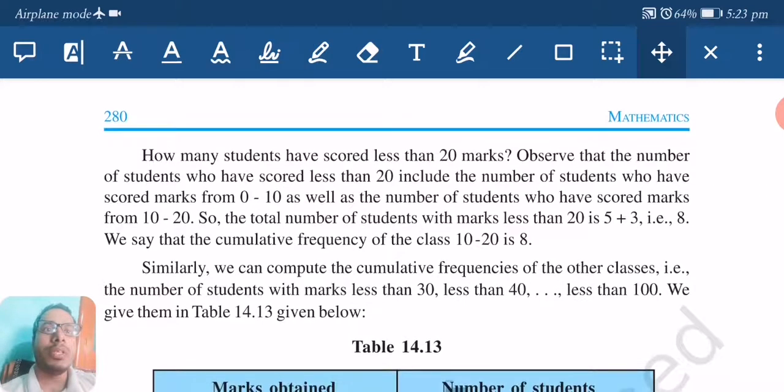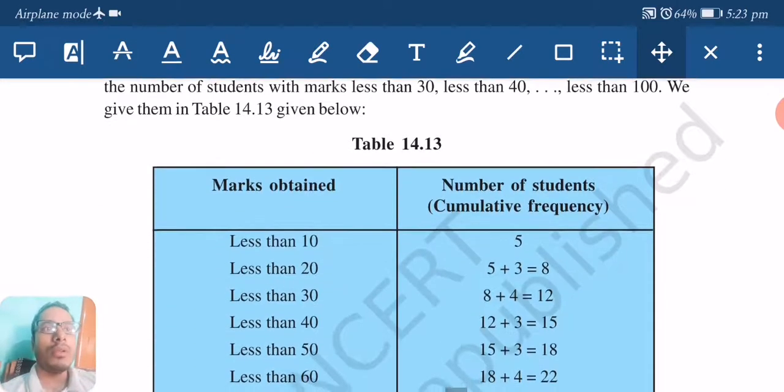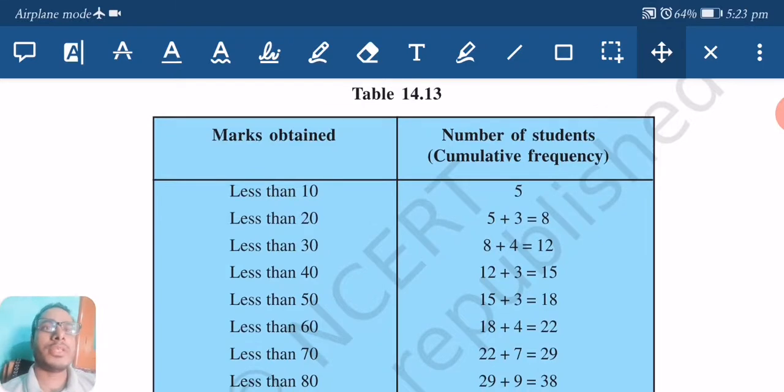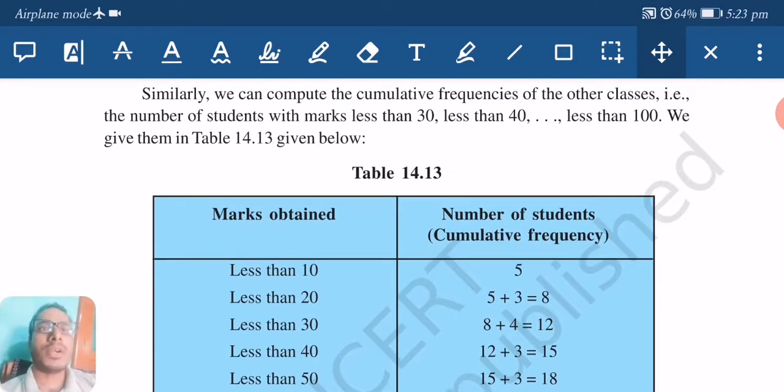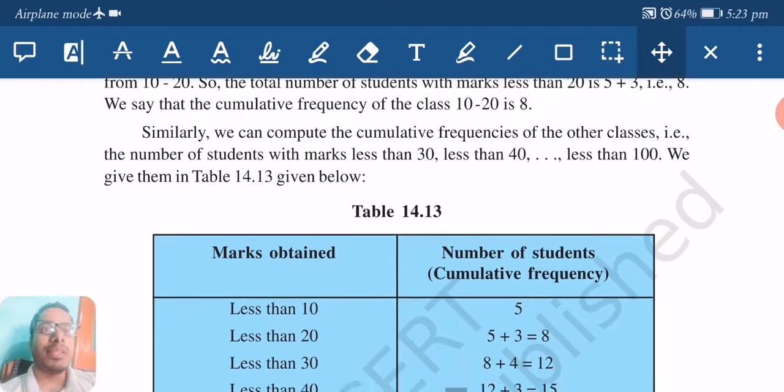Moving forward, we have seen the table, right? Now our next job is to construct a cumulative frequency table. So cumulative frequency, that is less than 10. Why is it called less than? See, we can make two kinds of observations out of cumulative frequencies: one is the less than type, another is the more than type. If you see your books, you might find it there.